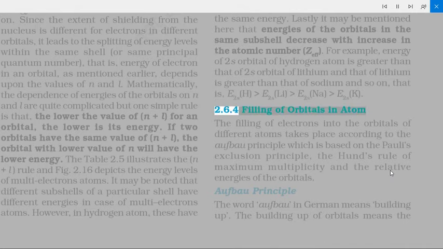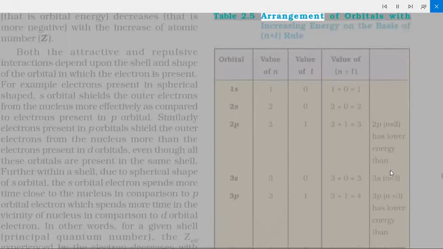Filling of orbitals in atom. The filling of electrons into the orbitals of different atoms takes place according to the Aufbau principle, which is based on the Pauli's exclusion principle, the Hund's rule of maximum multiplicity and the relative energies of the orbitals. Aufbau principle. The word Aufbau in German means building up. The building up of orbitals means the arrangement of orbitals with increasing energy on the basis of the n plus l rule.